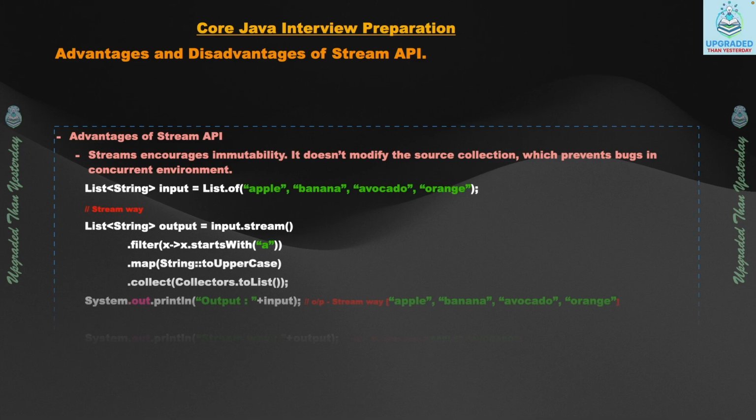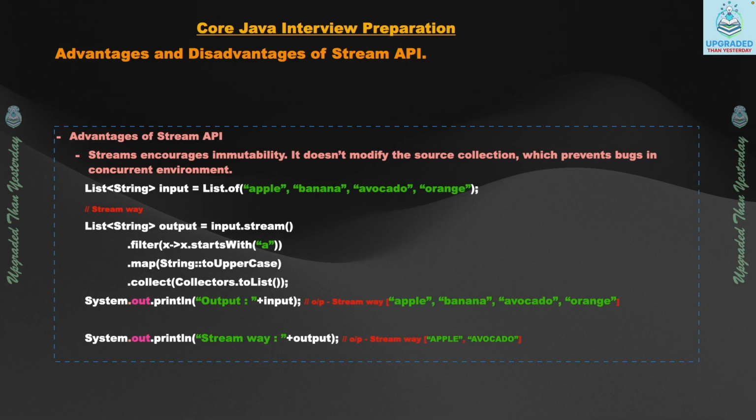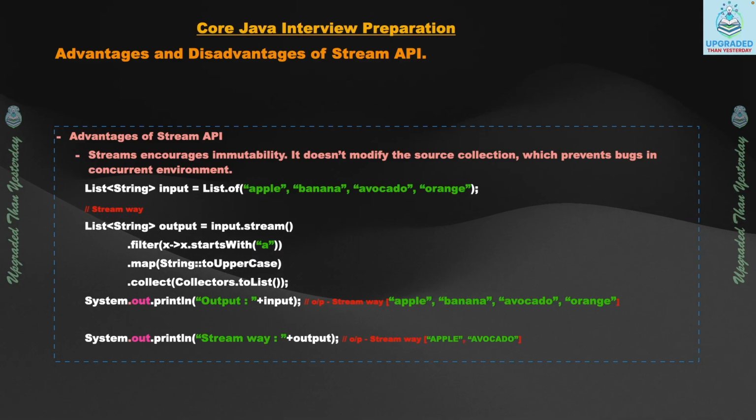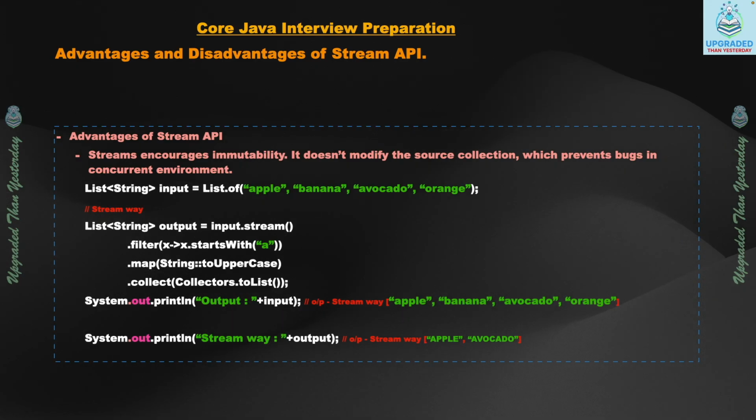Next advantage, Stream provides immutability. It does not modify the source data. It carries everything inside the stream and processes it. Once the processing is completed, it provides the output. Look at the code. Both the original data and the stream outputs are printed. The source data is not modified by the stream, but the output of the stream is modified.